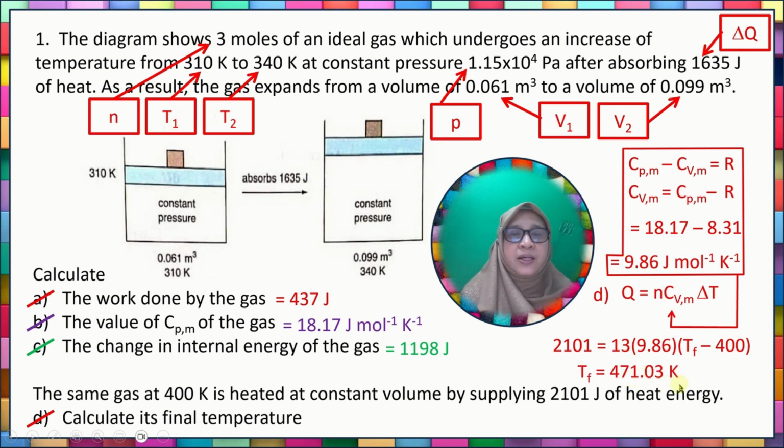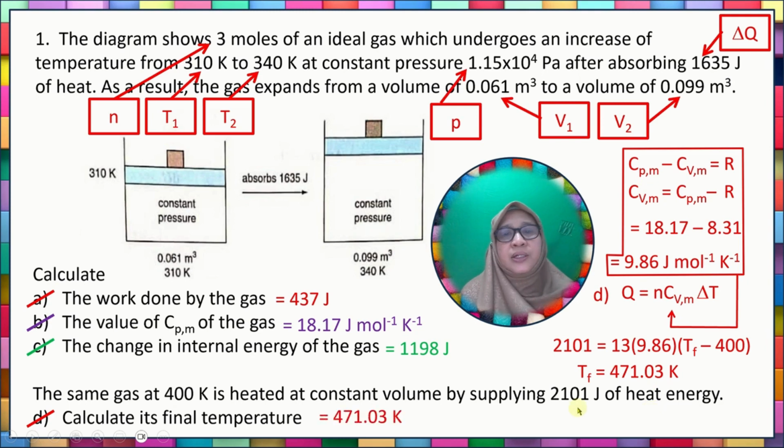So the answer is 471.03 Kelvin. Make it 3 significant figures because the temperature here is in 3 significant figures. So it is supposed to be 471 Kelvin. So that's the final temperature.